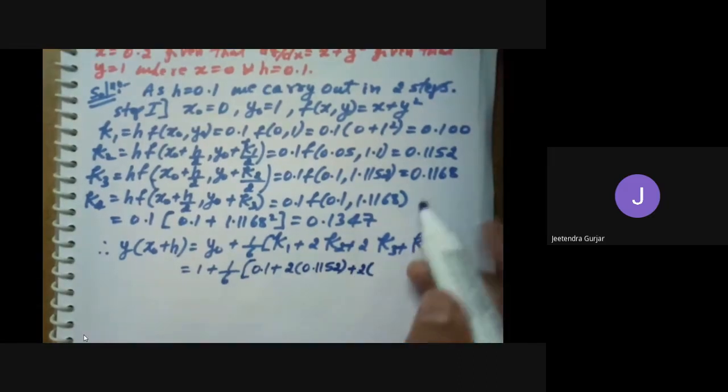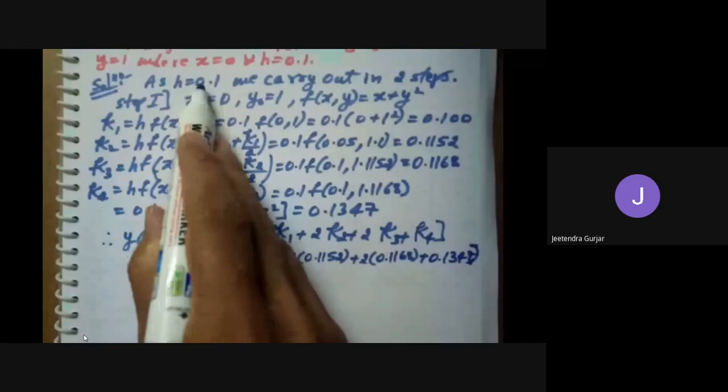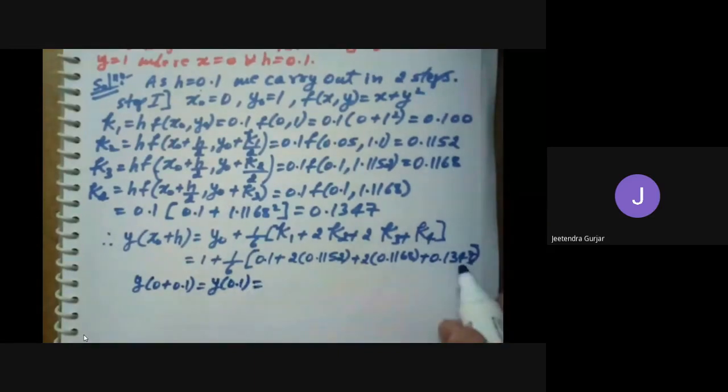I think everybody has understood what the Runge-Kutta fourth order method is. So substitute values. Therefore we get y of x naught is 0. So I'll put 0. H is nothing but 0.1. Therefore y of 0 plus 0.1 is equal to y of 0.1. If we substitute directly, the value you are going to get here is 1.1165. So we get y of 0.1 is equal to 1.1165.